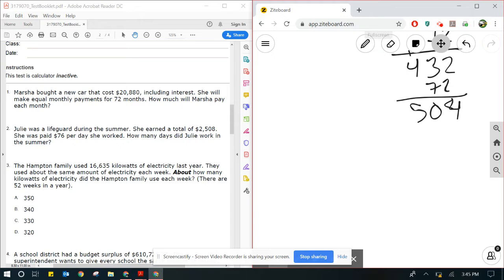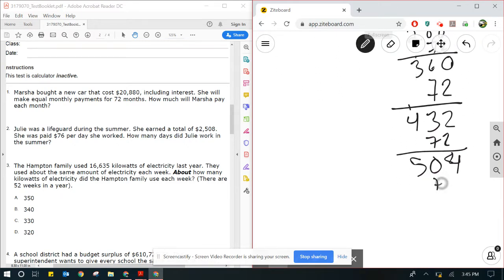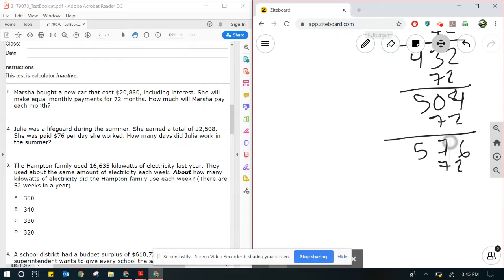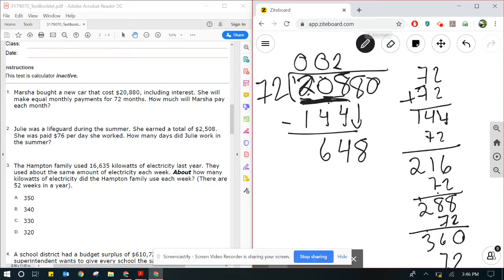Let's keep going down. What am I trying to get to? I'm trying to get to 648. I've got 72. 4 plus 2 is 6. That's 576. And I have 72 again. And this gives me 8. And that's 4. And that's 648. So let's go back to where I started.